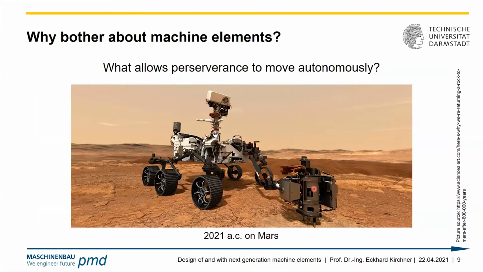Also the Perseverance moving on Mars is enabled by rolling bearings and machine elements indeed.